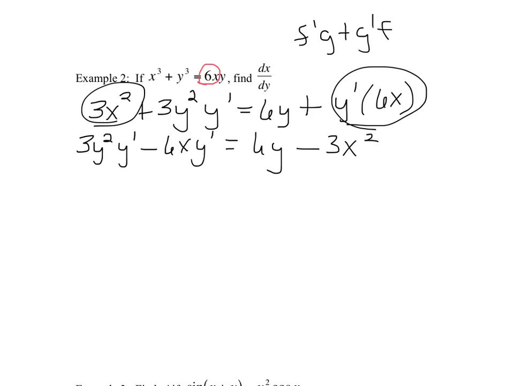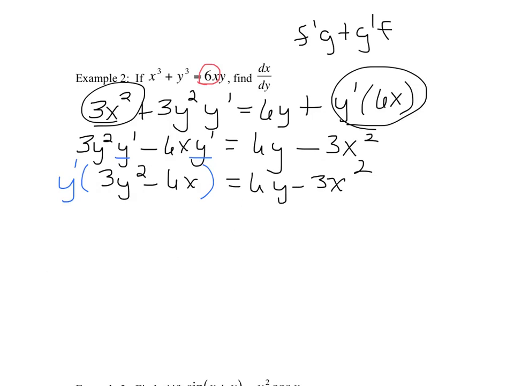All right, and then I notice that I can take a y prime out of both of these here. So if I take out the y prime, I'm left with 3y squared. Sorry, make sure that's a y prime. 3y squared minus 6x equals 6y minus 3x squared.